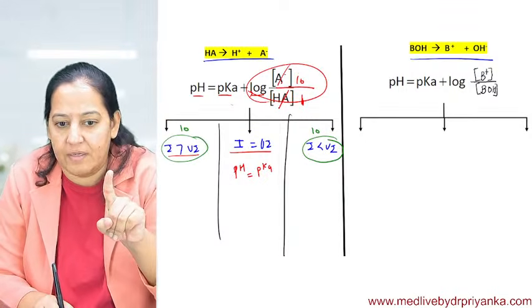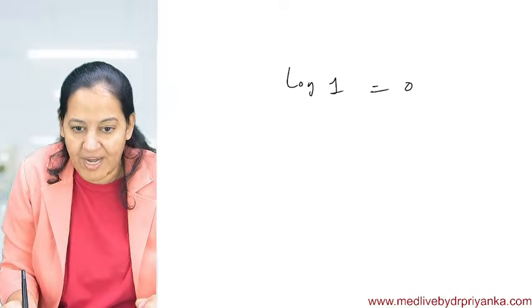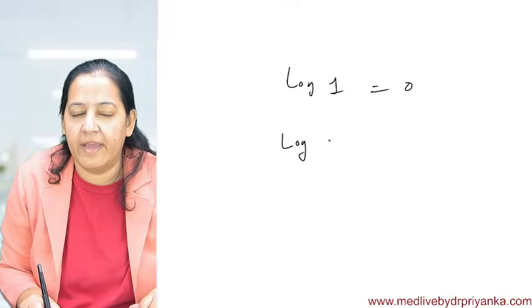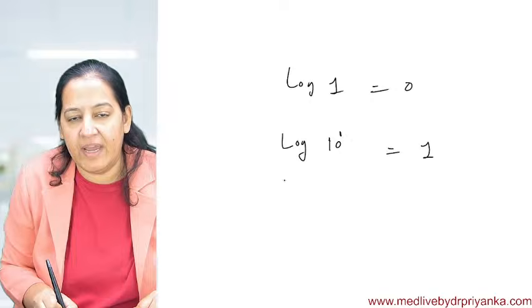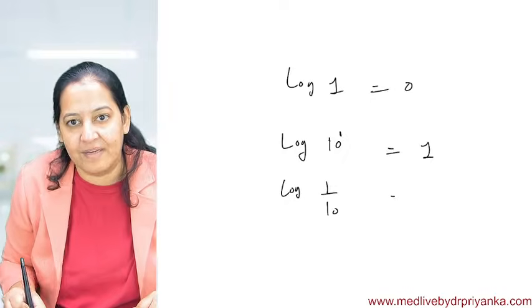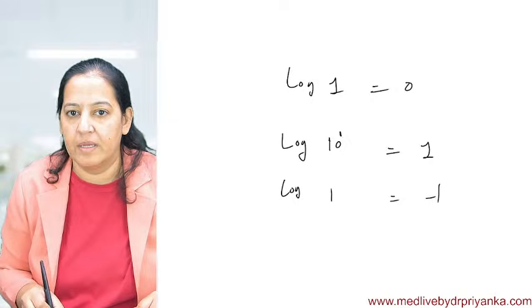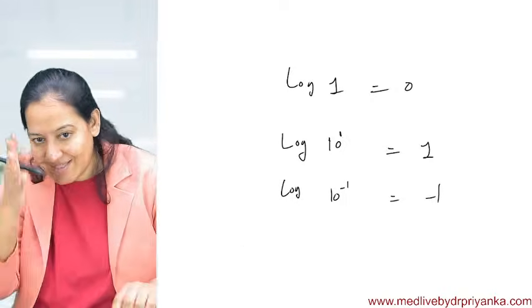You know, log 1 is 0. You know that. If you don't know, learn it. Log 10 is equal to 1, that is 10 to the power 1. And log 1 by 10 is equal to minus 1, because 1 by 10 is equivalent to 10 power minus 1. I guess I'm not teaching you mathematics. Come on, I guess you know these rules.